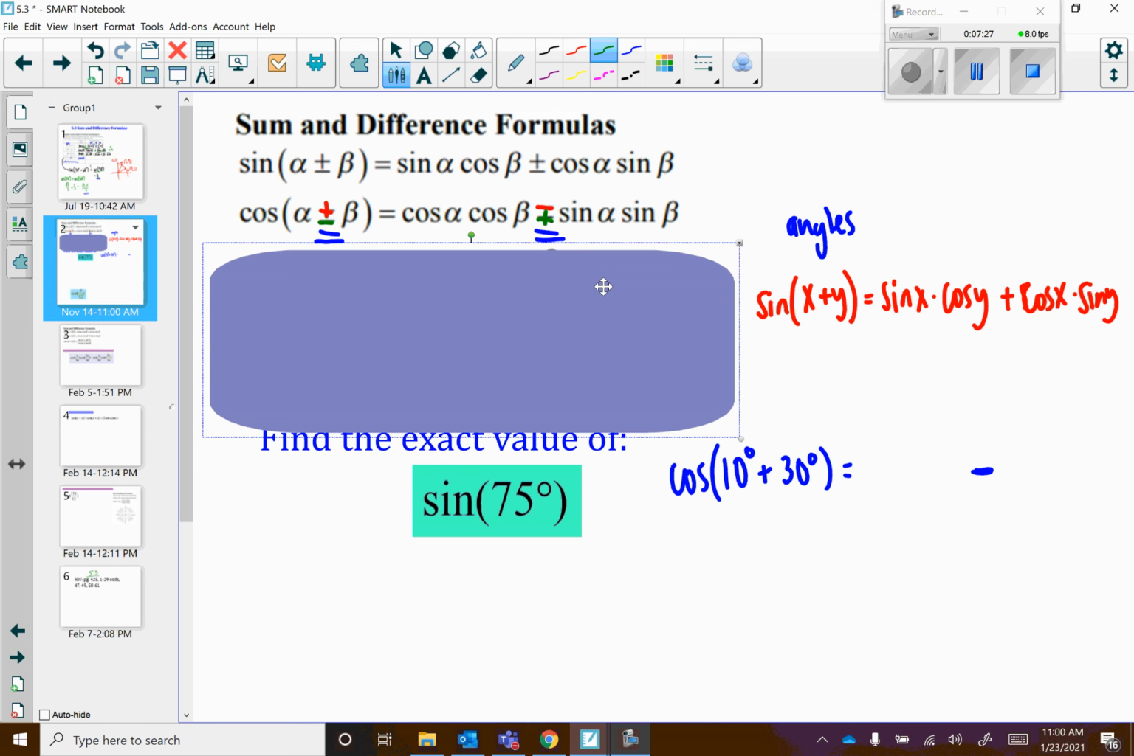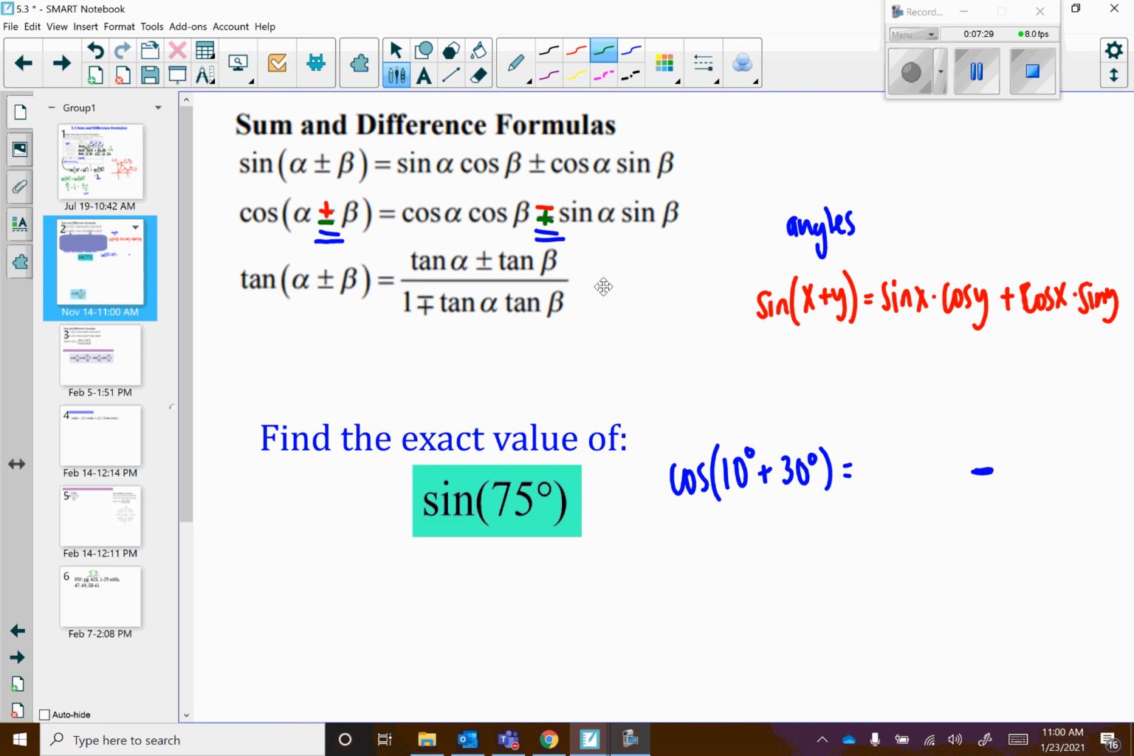And then the last one would be, of course, tangent. Tangent of alpha plus or minus beta is equal to tangent of alpha plus or minus tangent of beta all over 1 minus or plus tangent of alpha times tangent of beta. So notice again, they are not saying we are doing both adding or subtracting, but this is basically writing two formulas in one.